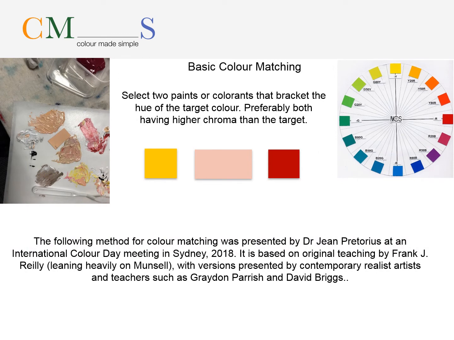The following method of colour matching was presented by Dr. Jean Pretorius at an International Colour Day meeting in Sydney in 2018. It is based on the original teaching by Frank Riley, leaning heavily on Munsell, with versions presented by contemporary realist artists and teachers such as Graydon Parrish and David Briggs. First, select two paints or colorants that bracket the hue of the target colour, preferably both having higher chroma than the target.